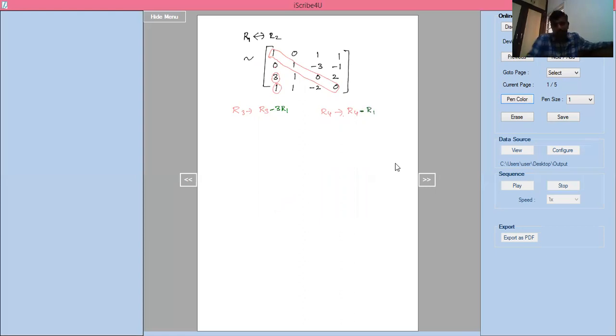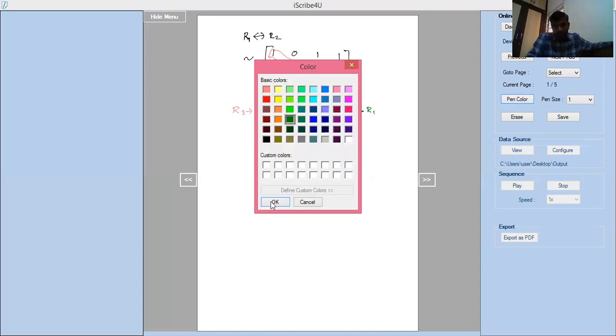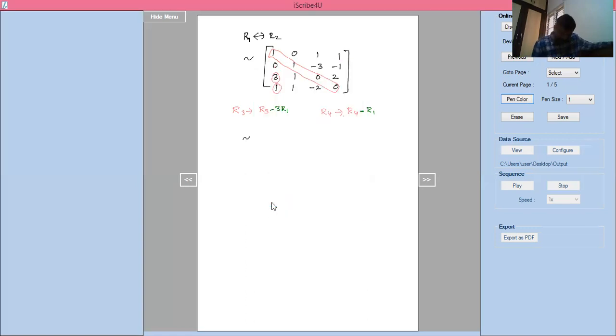Now if we do this, with these row operations, we get the following form. R1 and R2 I am not doing anything, so I'll write as it is: 1, 0, 1, 1. Next one should be 0, 1, minus 3, minus 1. Next one is R3. Why I multiplied with 3: here 3 is there, here 1 is there, so 3 minus 3 should be 0. That's the way I have done that.